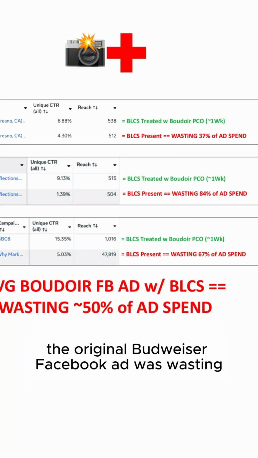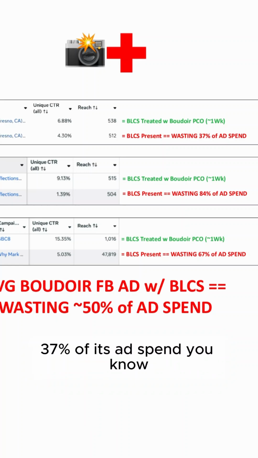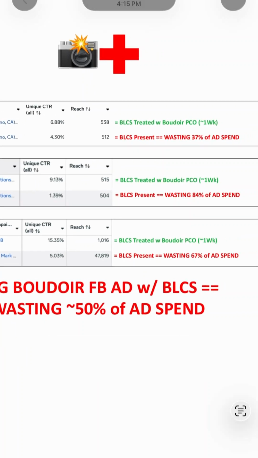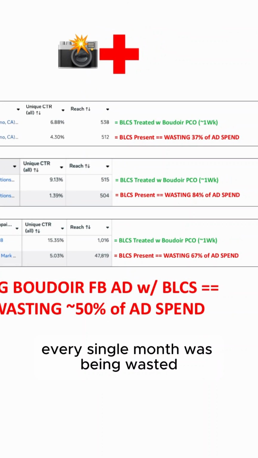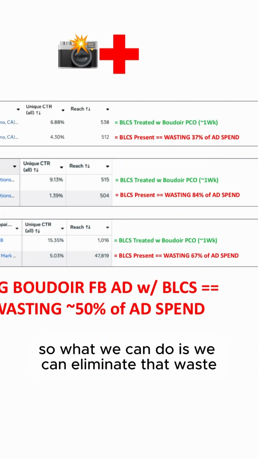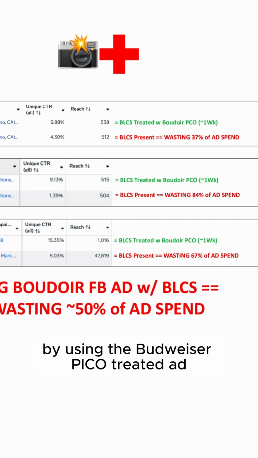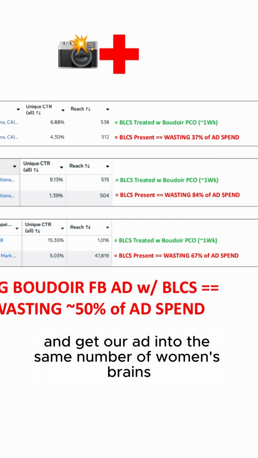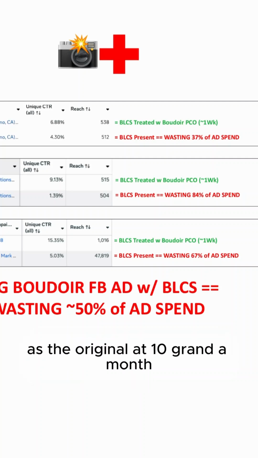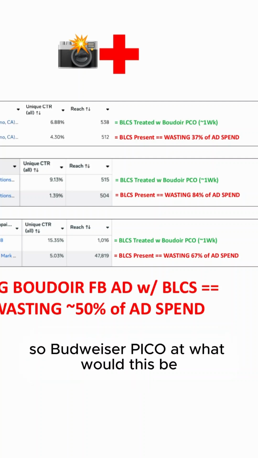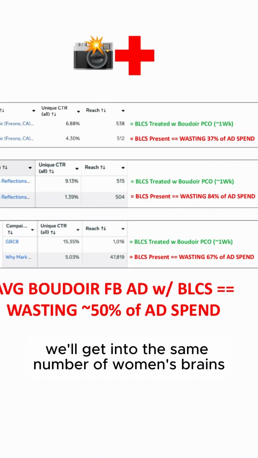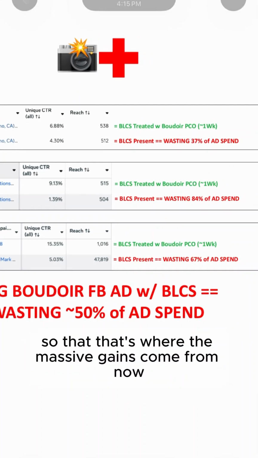So we found out the original Boudoir Facebook ad was wasting 37% of its ad spend. So instead of spending 10 grand a month on their Boudoir Facebook ads, $3,700 every single month was being wasted. So what we can do is eliminate that waste by using the Boudoir Pico treated ad and spend the difference instead, and get our ad into the same number of women's brains as the original at 10 grand a month. So Boudoir Pico at, what would this be, $6,300 a month, will get into the same number of women's brains as the original at 10 grand a month. So that's where the massive gains come from.